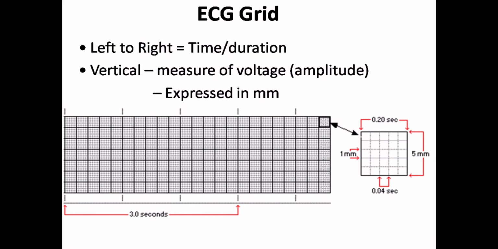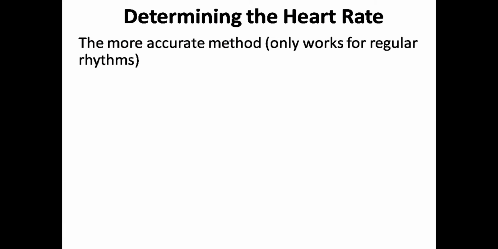So how do we determine the heart rate using an ECG? The more accurate method only works with regular rhythms, because in irregular rhythms the RR interval is very hard to determine and varies.